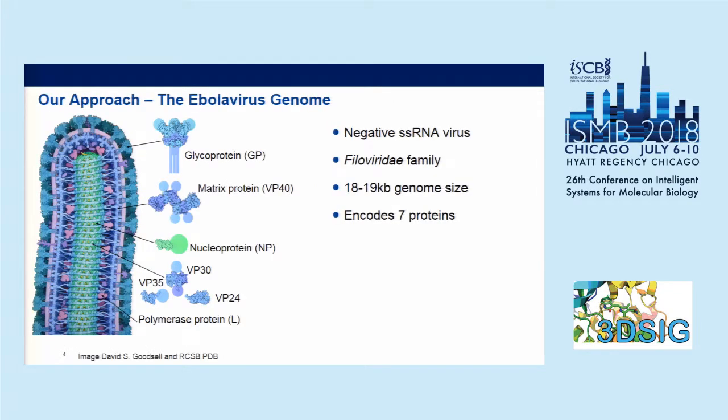So this is what the Ebola virus genome looks like. It's a negative single-stranded RNA virus in the Filoviridae family. It's around 18 to 19 kb genome size with only 7 proteins, so it's quite nice to work with. And here are the proteins here. This is the glycoprotein, GP. This is the only surface protein responsible for attaching to host cells. And then we have 4 VP proteins and NP. Many of these have multiple different functions. And then we have the polymerase protein, L.